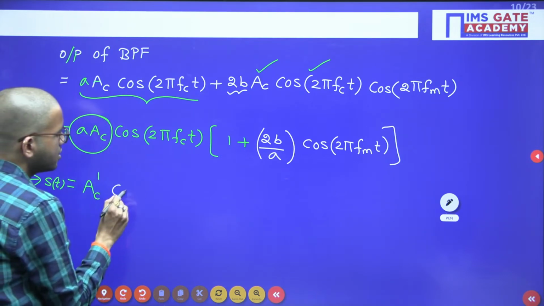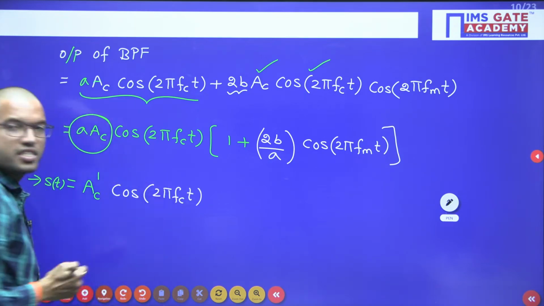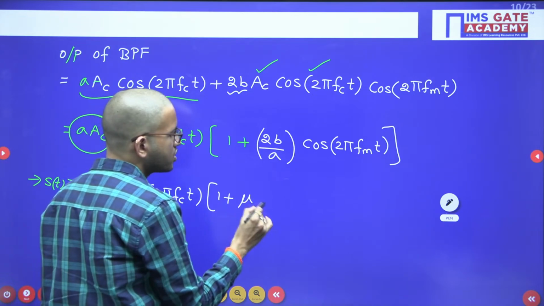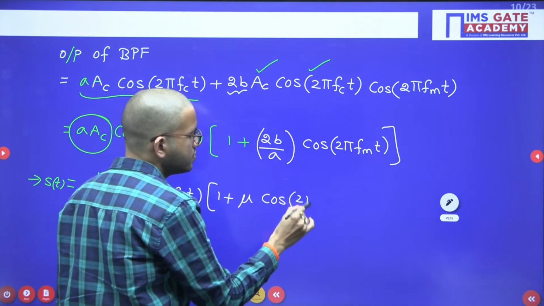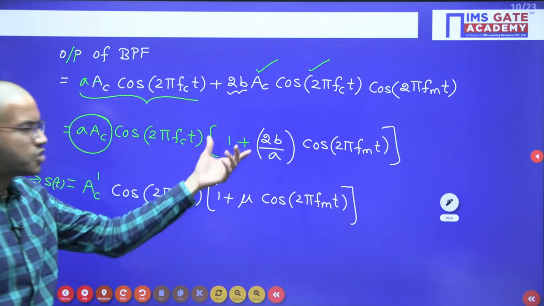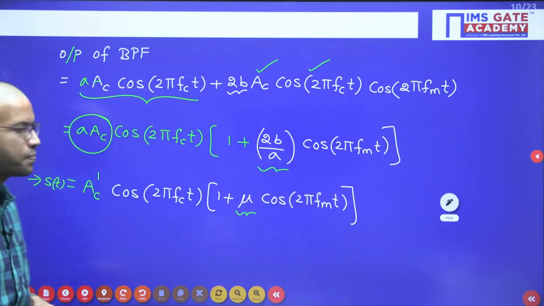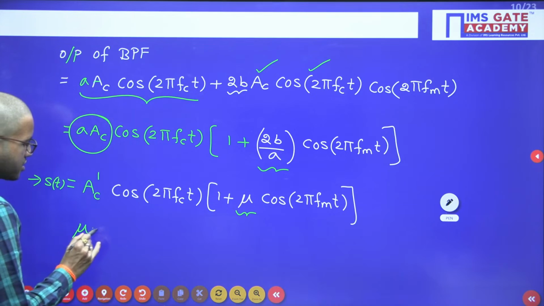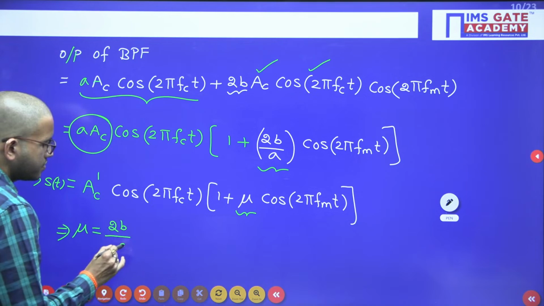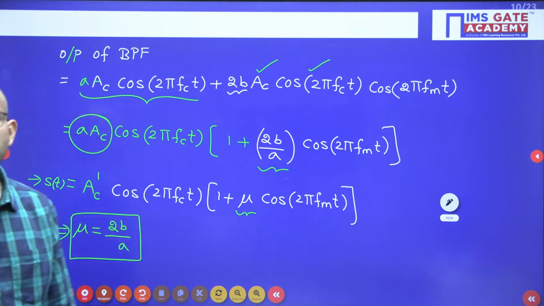And then you are having cos 2 pi FCT into 1 plus mu cos 2 pi FM into T. So when you compare these two, you are going to get modulation index as 2B by A. Modulation index you are going to get 2B by A. Is it clear for everyone up to this step? If you are having any doubt, you can ask.